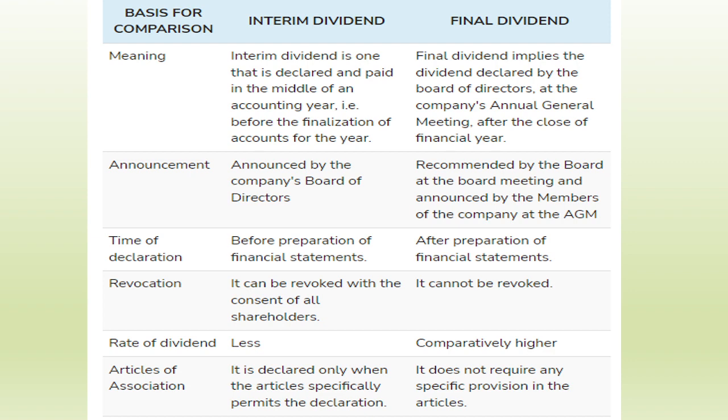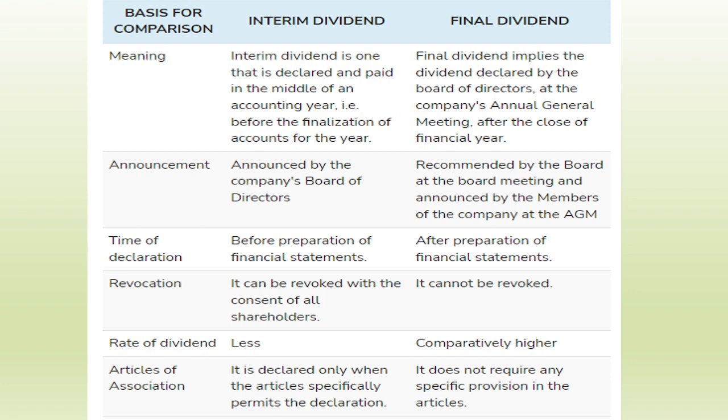Now let's understand the difference, as we have discussed the meaning. Announcement: in case of interim, it is announced by the company's board of directors. But in case of final dividend, it is recommended by the board at the board meeting. Means a board meeting will be held, and after the recommendation, the members will announce how much dividend should be given at the AGM, the annual general meeting. Then time of declaration: interim is declared before the preparation of the financial statement, but final dividend is declared after the preparation of the financial statement.